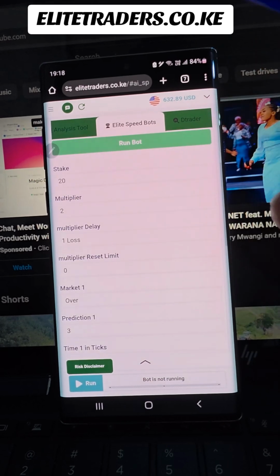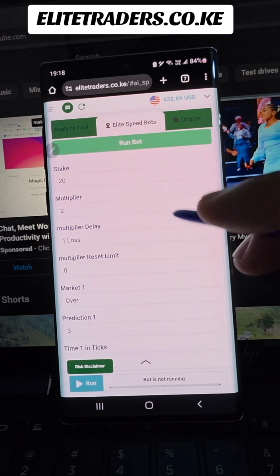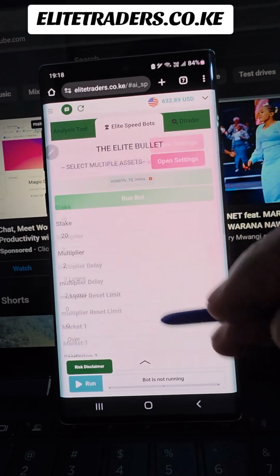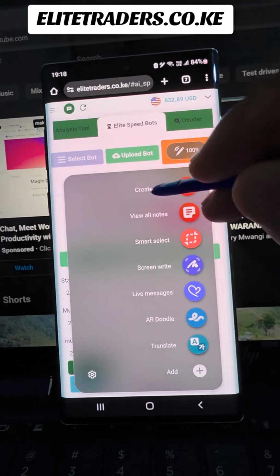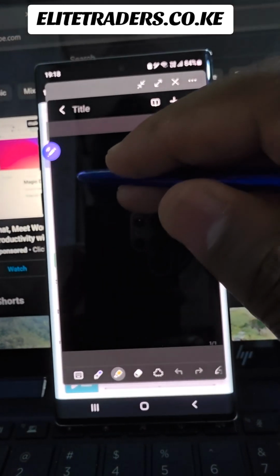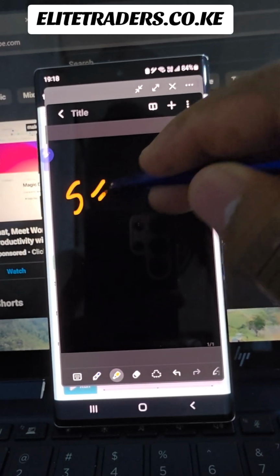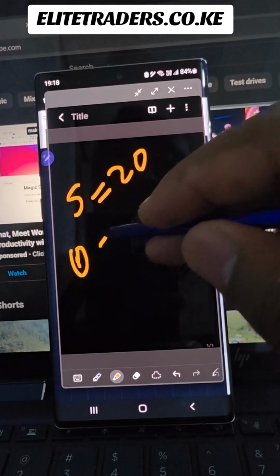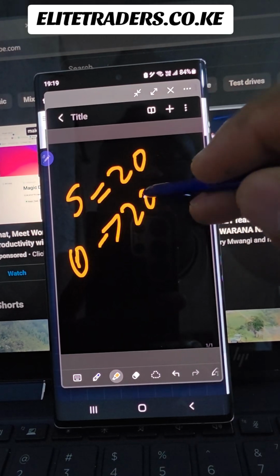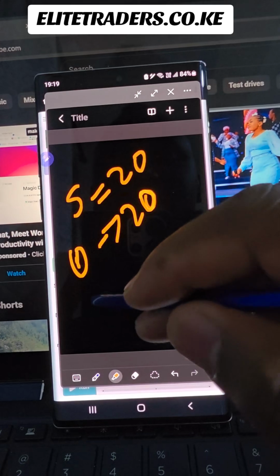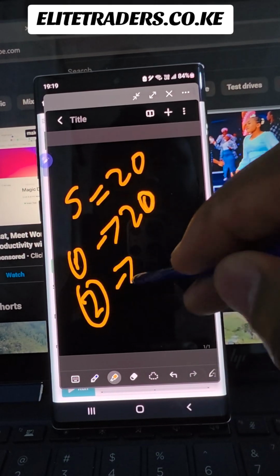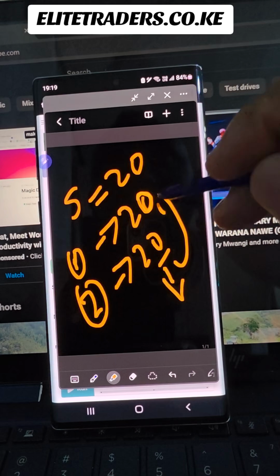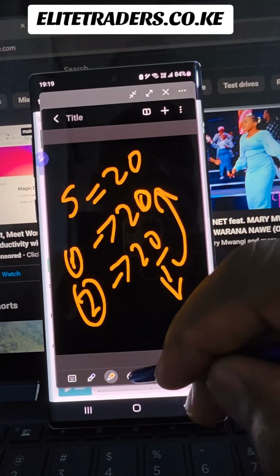Okay, so we are done with the setup, but there is one more thing, what you call the multiplier delay. I'll set the multiplier delay to 2. So what does the multiplier delay do? Our stake is $20. In case we happen to lose our first trade, we'll only lose $20. In our second trade, we'll not apply the martingale. Instead, our stake will still be 20. And since we are trading under 5, we'll only be able to recover our first loss, but without profits.